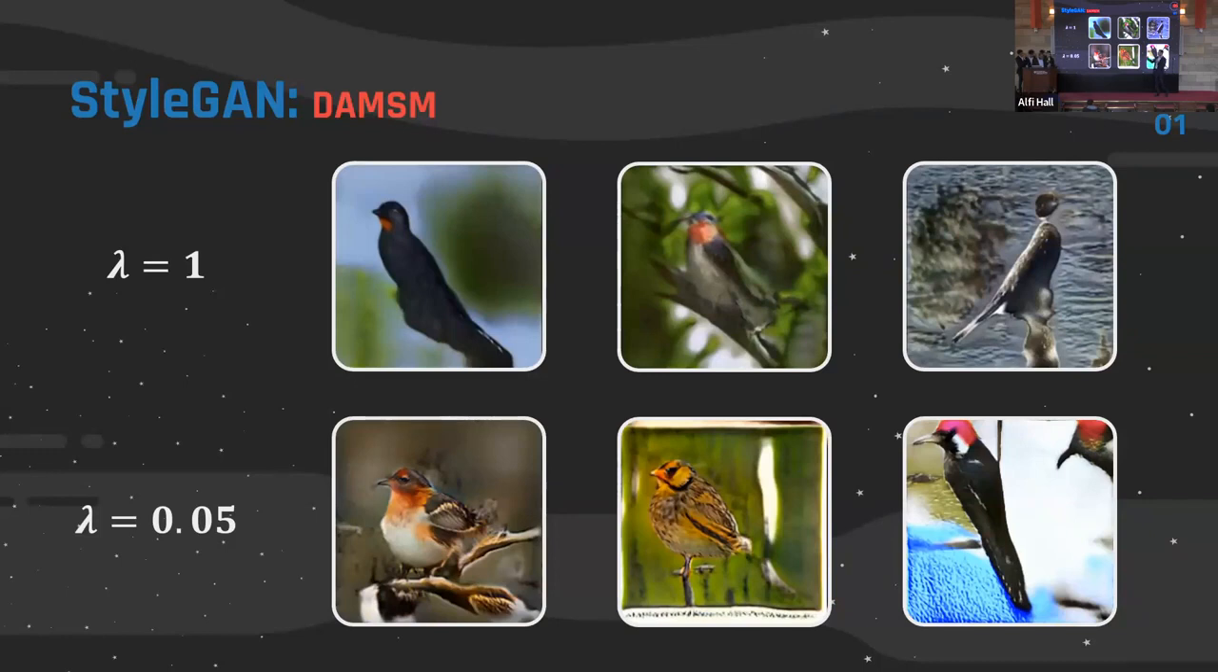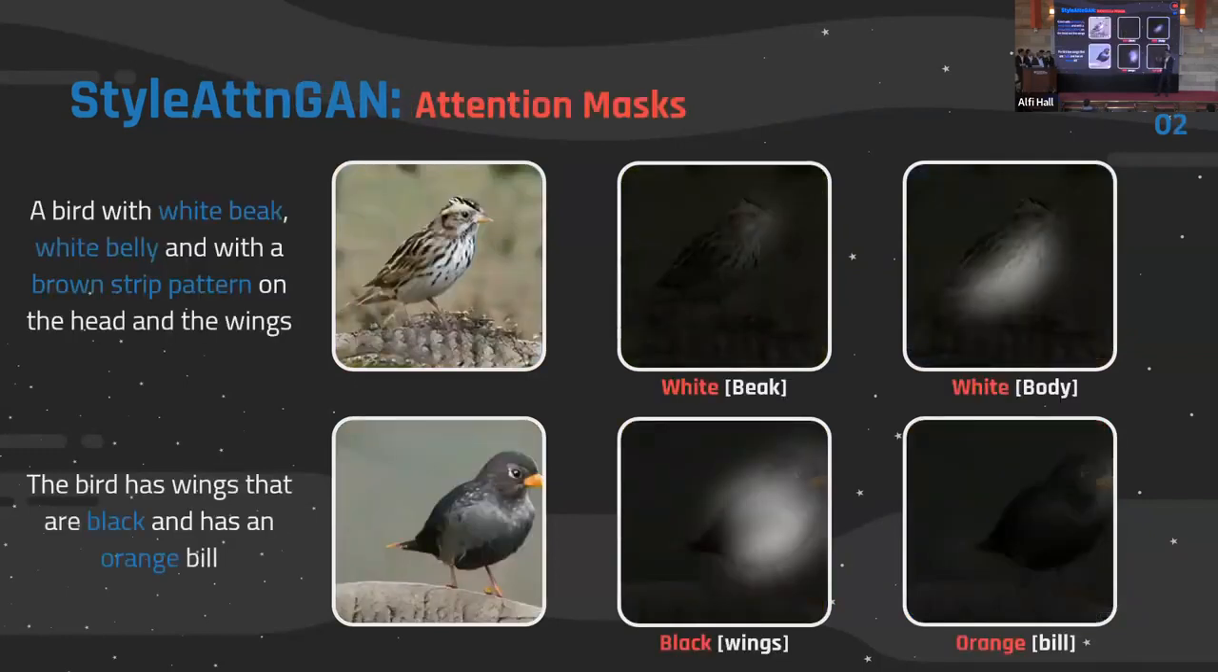So we moved on to the other idea, that we would integrate style blocks along with the attention mechanism. And this actually produced much better images. We can see that the attention mechanism, for example, when we say a white beak, focused on the white beak, a white body, it focused on the white body, and so on.